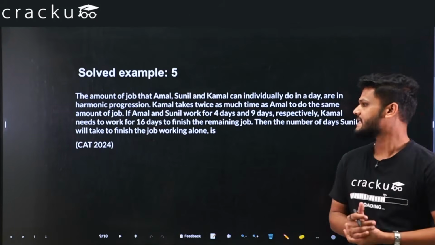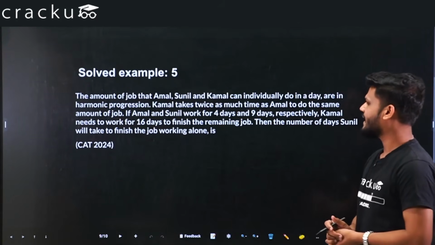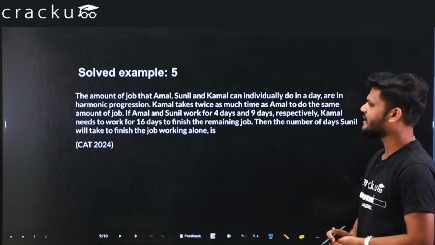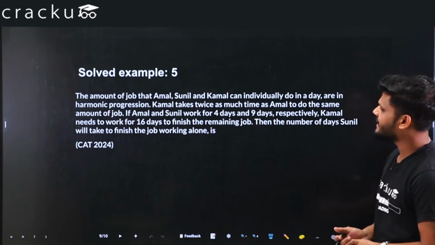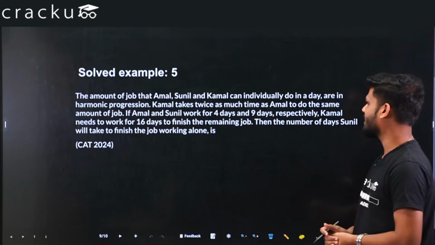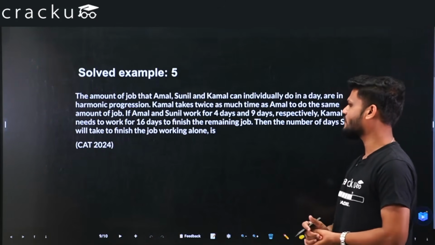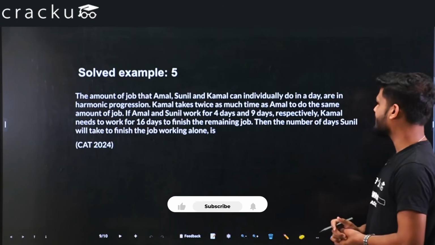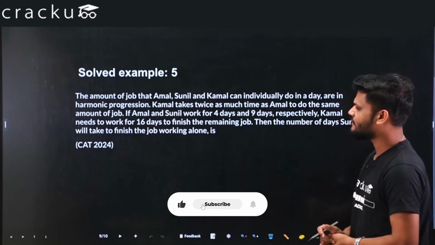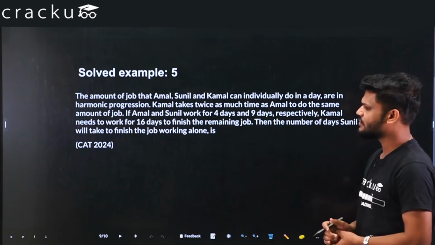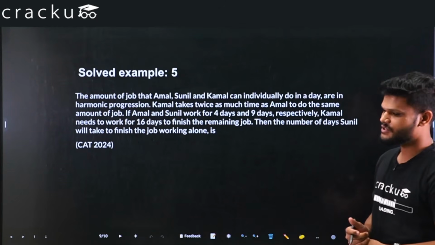So this question says the amount of job that A, S and K can individually do in a day are in harmonic progression. Kamal takes twice as much time as Amal to do the same amount of job. Amal and Sunil work for 4 days and 9 days respectively. Kamal needs to work for 16 days to finish the remaining job. Then the number of days Sunil will take to finish the job working alone is what?